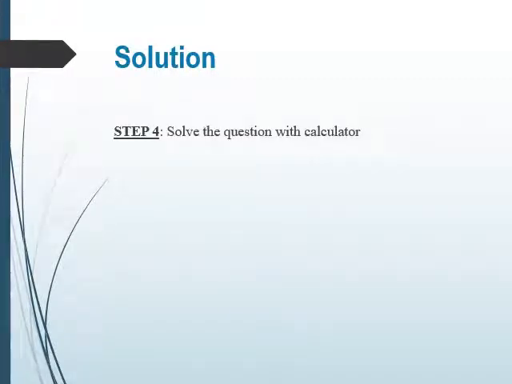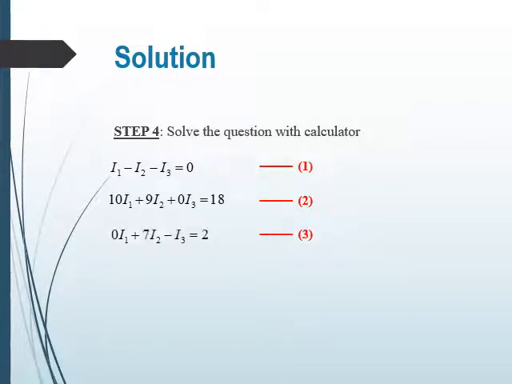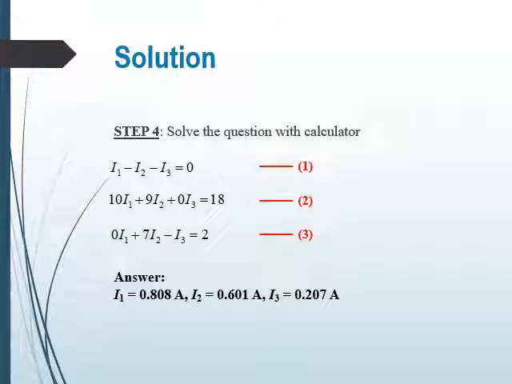Step 4, solve the equations with a calculator. We can straight away solve the equations with a calculator because this question is asking for I1, I2, and I3. So let us list down the equations again. Equation 1, equation 2, equation 3. So key in the values in your calculator and you should obtain the answers. I1 equals 0.808 ampere. I2 equals 0.601 ampere. And I3 equals 0.207 ampere. So that is the end of this question.